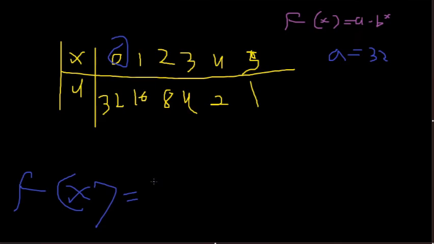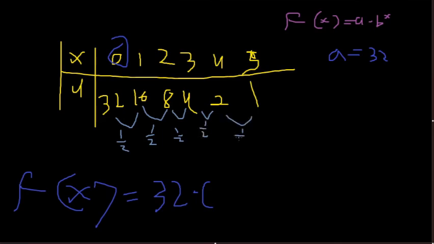So a times b, so 32 times... Now we need to find out what the b value is. In order to do that, we need to figure out the factor. So let's look at this through multiplication. 16 divided by 32, so it was multiplied by 1/2. See if it keeps going that pattern. 16 to 8, 1/2. 8 to 4, 1/2. 4 to 2, 1/2. 2 to 1, 1/2.